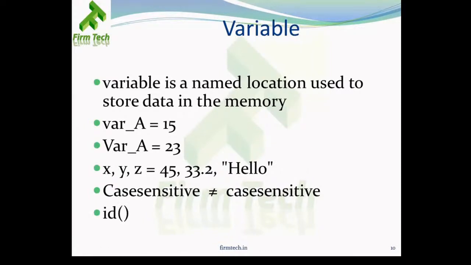And to find the memory location of an object, you can use id(). This is an inbuilt function. With this function, we can find the memory location.